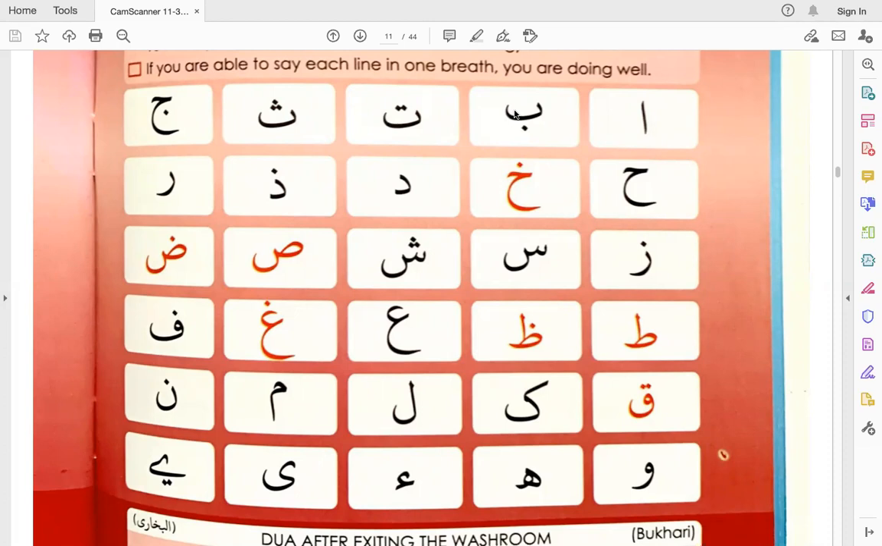Today we are taking the names of the letters, and it's lesson 1 and page 9.